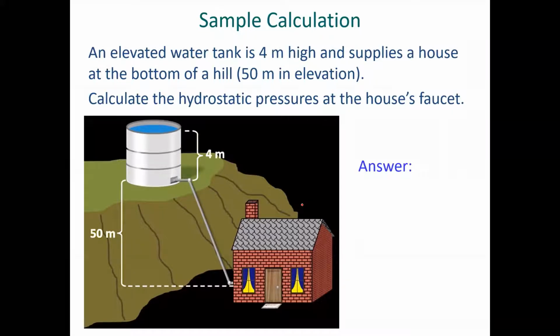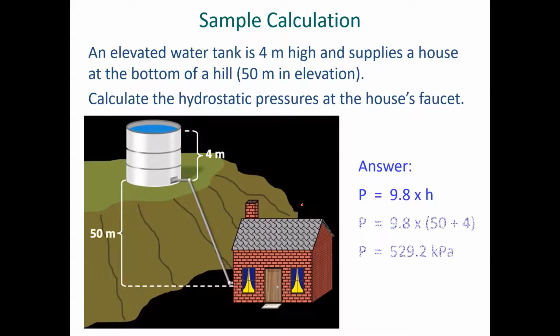So in this case, you can see we have a tank, some sort of water tank. It's above this farmhouse, it looks like, and it's elevated 50 meters. And the tank itself is full of water up to 4 meters high, right? So what's the pressure at the house? Use our formula. And so what is the height? The height, we have to add 50 plus 4. And then we multiply that all together, and we get 529 kilopascals.